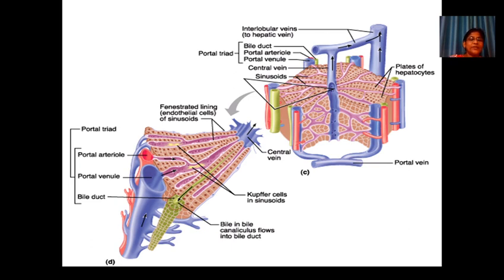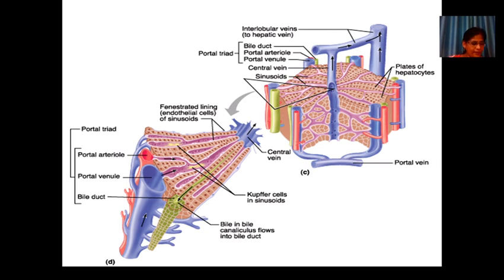These sinusoids are supplied with deoxygenated blood from the branch of the portal vein, and also with blood from the hepatic artery. So it contains mixed blood. This mixed blood in the sinusoid is going upward and enters into this central vein. Understand, all of you.